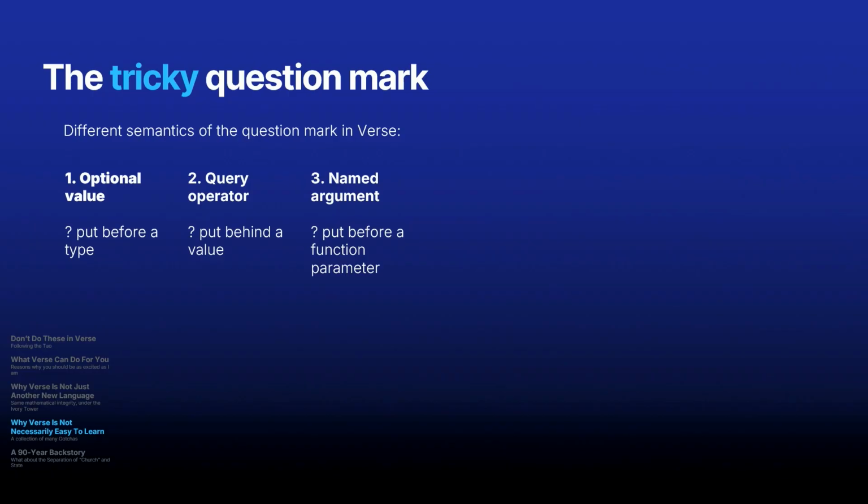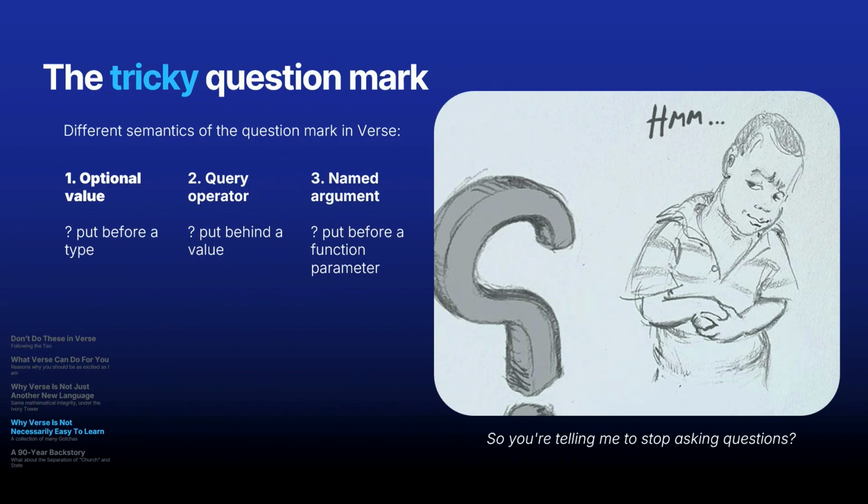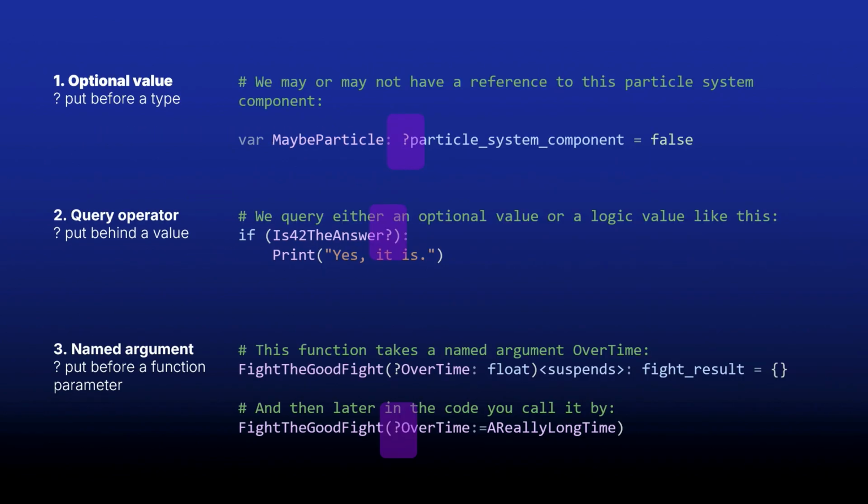These are three different meanings of the question mark used in Verse. The question mark can be used to declare an option type, to query a logic value or an option, and used to signify a named argument. If you come from JavaScript and are familiar with the various uses of the question mark operator, you'll have a head start. Don't worry about memorizing them yet. Just being aware of these different meanings will smooth your learning path with Verse.